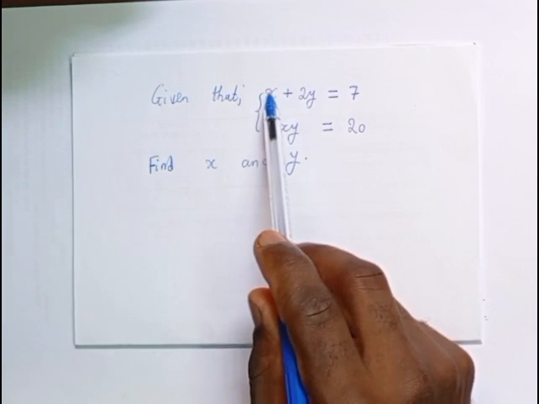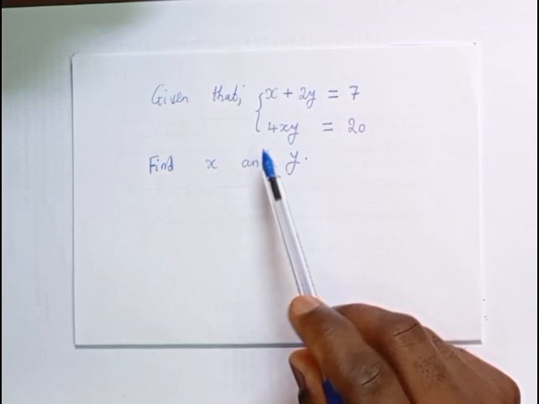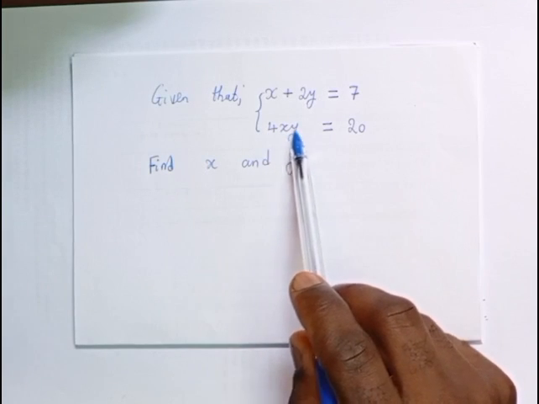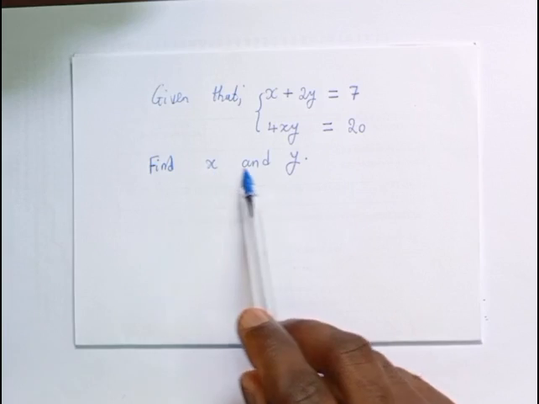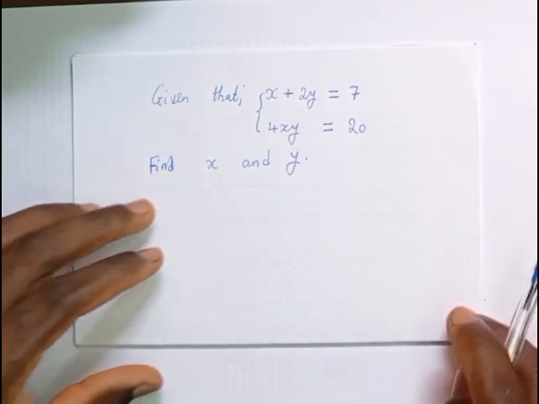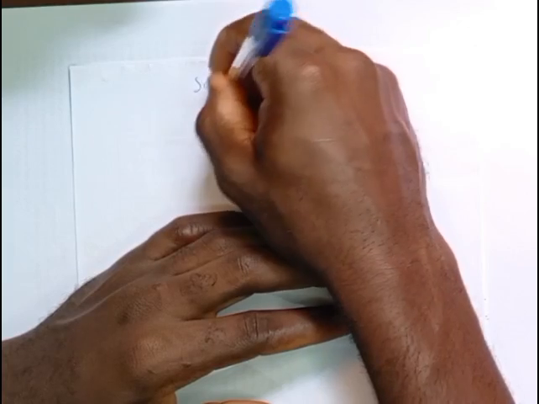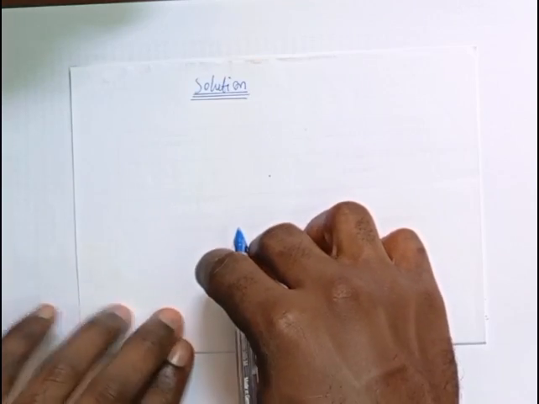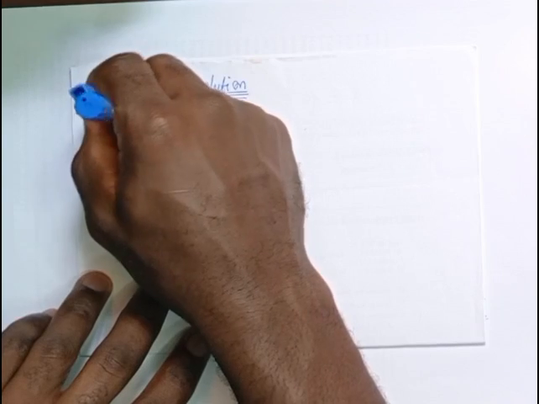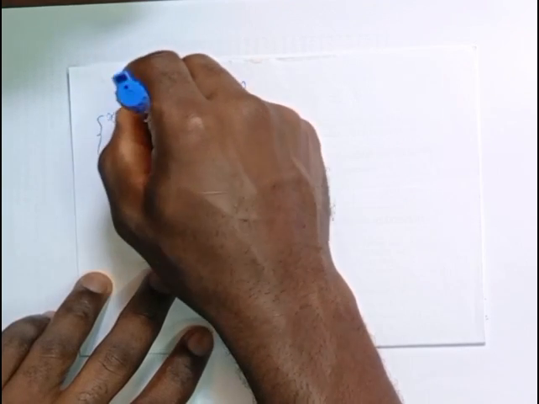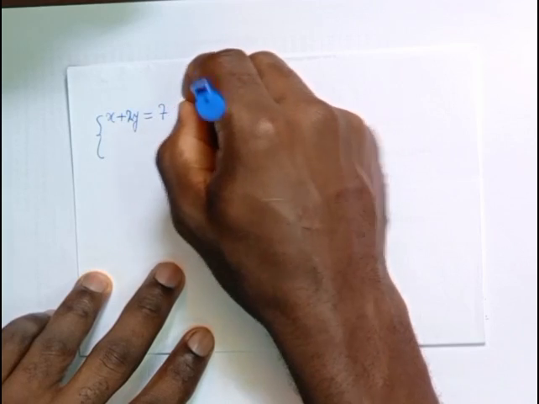Given that x plus 2y is equal to 7 and 4xy is equal to 20, find x and y. We take down the solution. We have been given the following equations. First one, we have x plus 2y is equal to 7. We call this one equation 1.